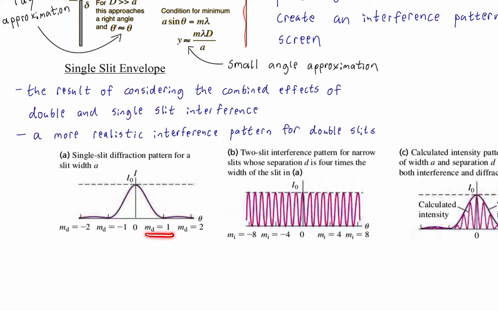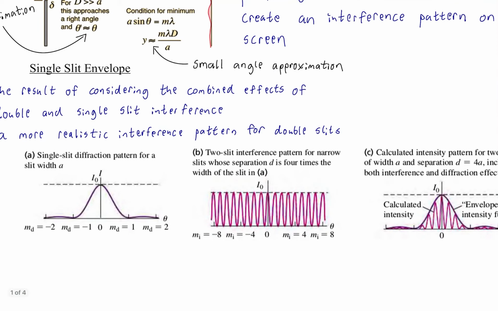See, that's an m of 1. The subscript d here just denotes minimum. Here is the second minimum, so this would be the primary minimum and the secondary minimum. Same thing over here on this side, primary minimum on the left and secondary minimum. So that's the pattern that comes from a single slit.